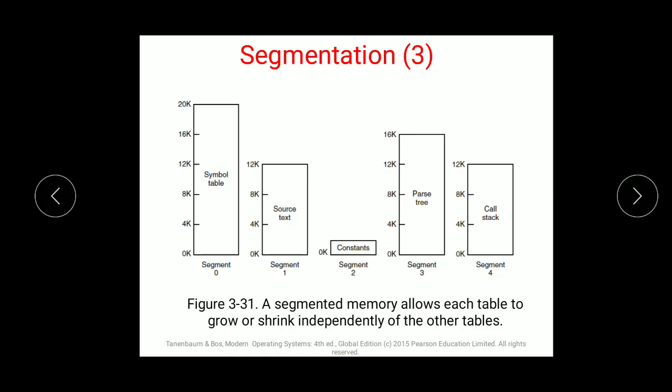So segmentation is done like this, that is, segments 1, 2, 3 and 4. Segmented memory allows each table to grow or shrink independently. These are the separate segments; they do not have to be interdependent. Depending on their requirements, they can feed values into the system. The stack, symbol table, source text, constants and parse tree are all segments. Each starts from 0 and ends at the maximum value for the arrangement of values.